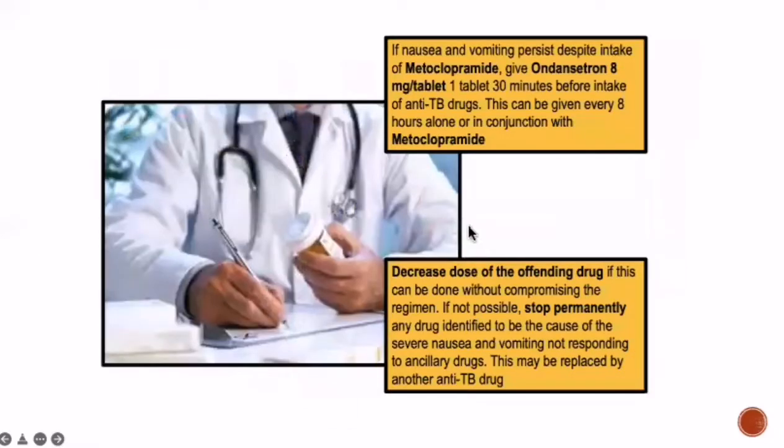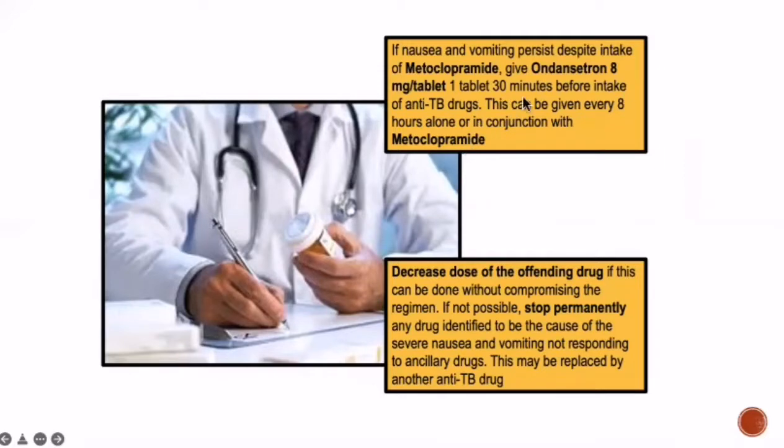If nausea and vomiting persist despite intake of metoclopramide, you give ondansetron 8 milligram tablet, that's 1 tablet, 30 minutes before intake of anti-TB drug. This can be given alone or in conjunction with your metoclopramide.